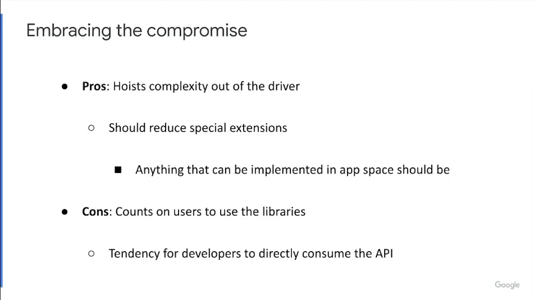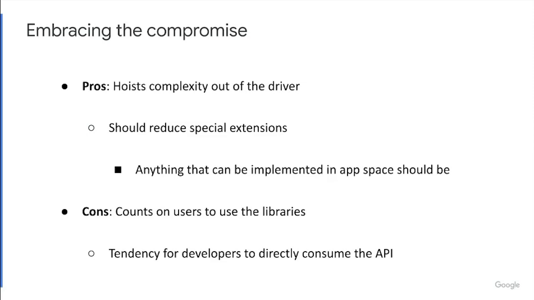There are some pros to this, right? Like I mentioned, hoist complexity out of the driver. It could reduce special extensions. That should be could, not should. It could reduce the need for, as an example, there was an extension proposed to do mipmap generation. But maybe we shouldn't do that. That sounds like an application space library that should be doing that. And then maybe if somebody has some special hardware that makes that easier, the application space library should just utilize that hardware when it can. So I would say anything that can be implemented in app space should be.